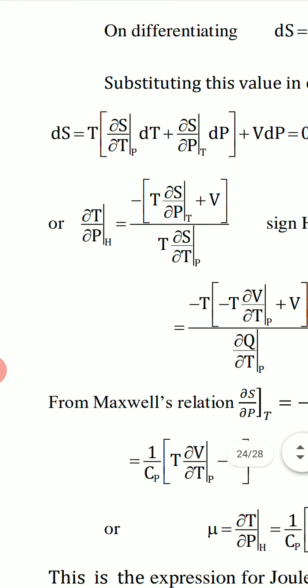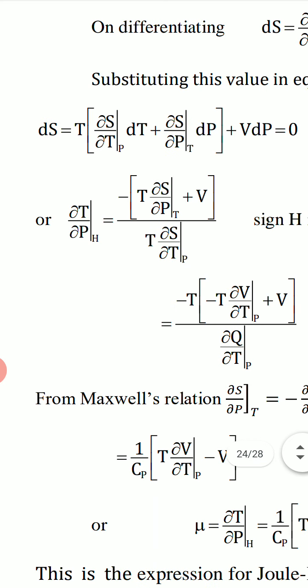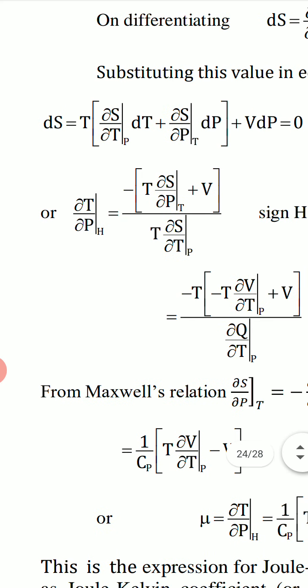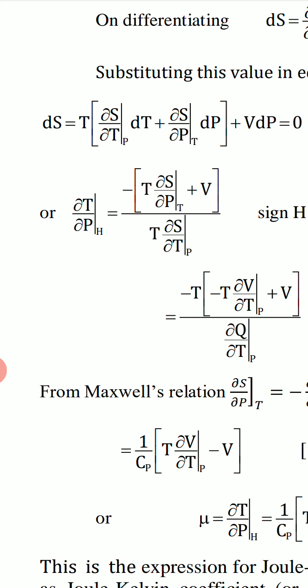This dT/dP we write as (∂T/∂P), and write capital H. This capital H means it is enthalpy. It means this ∂T/∂P is at constant H, at constant enthalpy.